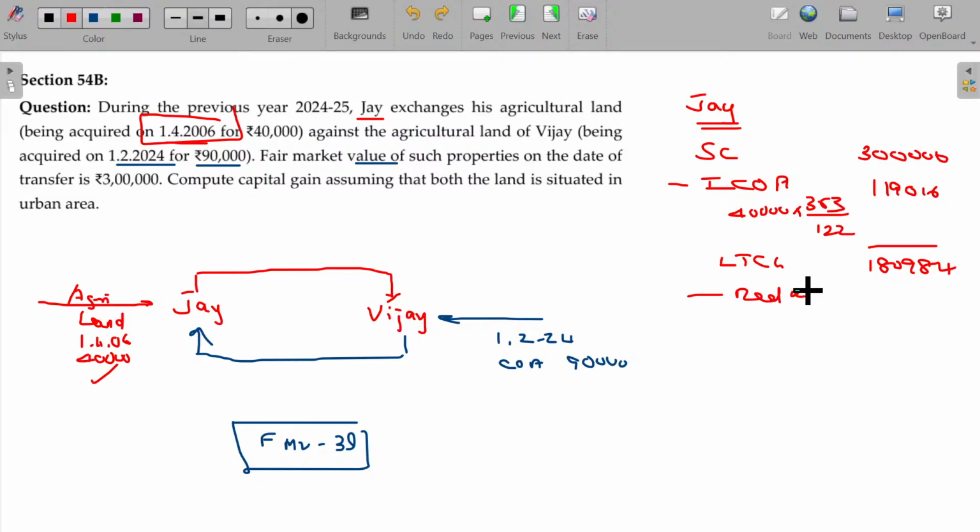Now, will he be eligible for deduction under section 54B? Yes, of course, he is eligible for claiming the deduction under section 54B. He sold the agri land, he purchased new agri land. The new agri land purchased from Vijay, the fair market value of the new agri land will be deductible here. So 3 lakhs can be deducted. So now nothing will be long-term capital gain. Your deduction is restricted to the capital gain only. You cannot show the negative value.